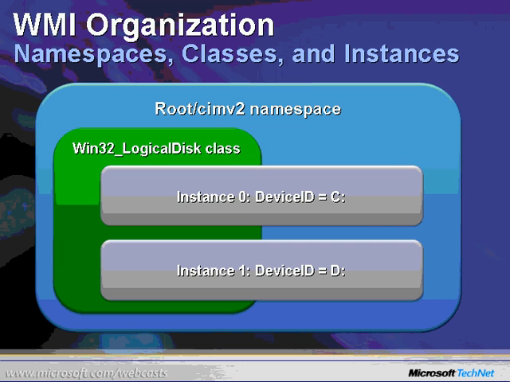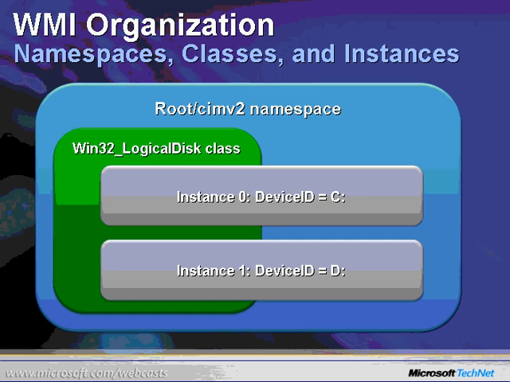Now, the class is just an abstract description of what a logical disk would look like. If you have two logical disks in your system, say C and D, then you have two instances of that class. The first instance, which would have a number of 0, represents your C drive. The second instance would have a number of 1 and represents your D drive, and so forth.